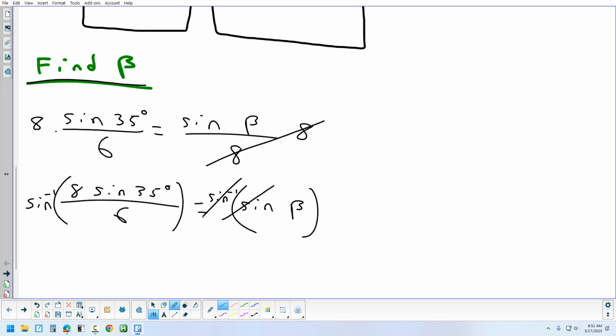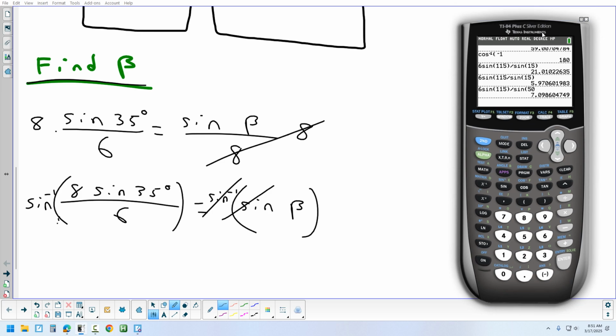Inverse sine and regular sine cancel out. Now, what's the domain of inverse sine? What's the largest number that you can take the inverse sine of? Yep. 1. Okay, so if that number comes out bigger than 1 inside the argument, then we can't take the inverse sine of it. And that would be an error. So we're going to find out right now if this is a no solution when we type it in. So let's do inverse sine, 8 sine 35. Make sure you close your argument because you're done with the numerator, and then close your inverse trig function.